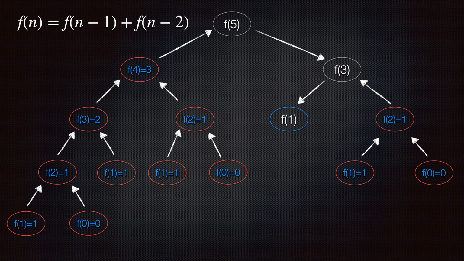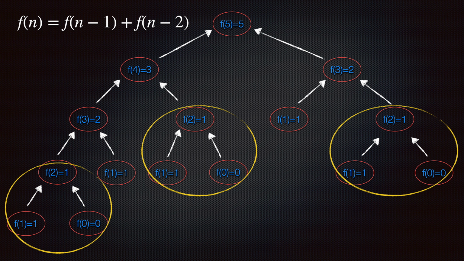f1 is equal to 1, and we can return that back up to f3. We can now assign 2 to f3 and return that up the tree. Finally, we can sum the results of f4 and f3 for f5, and we have 5. Notice we do have a lot of repetition here.